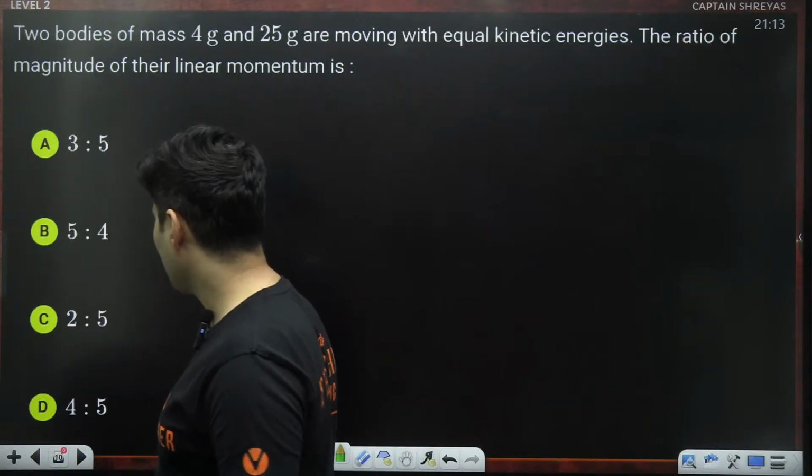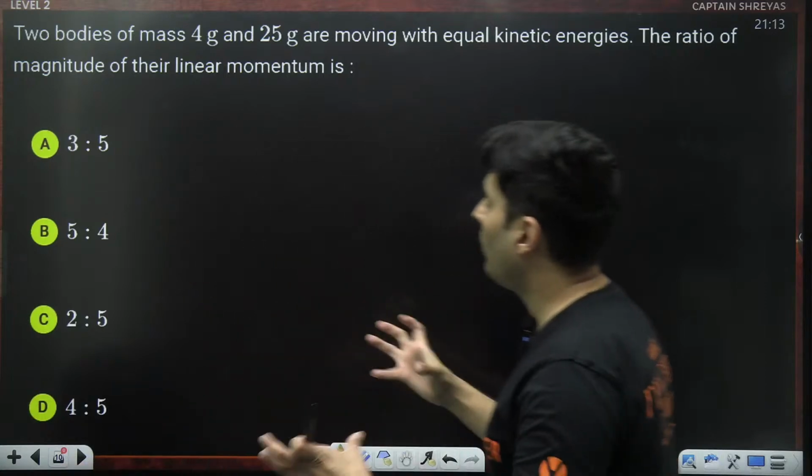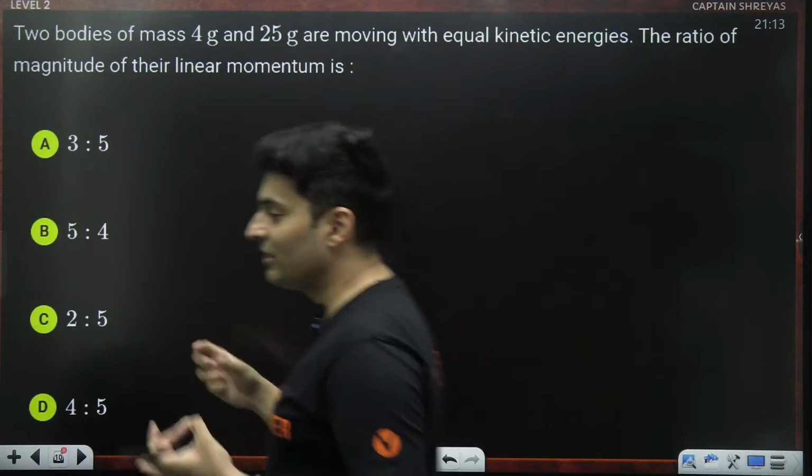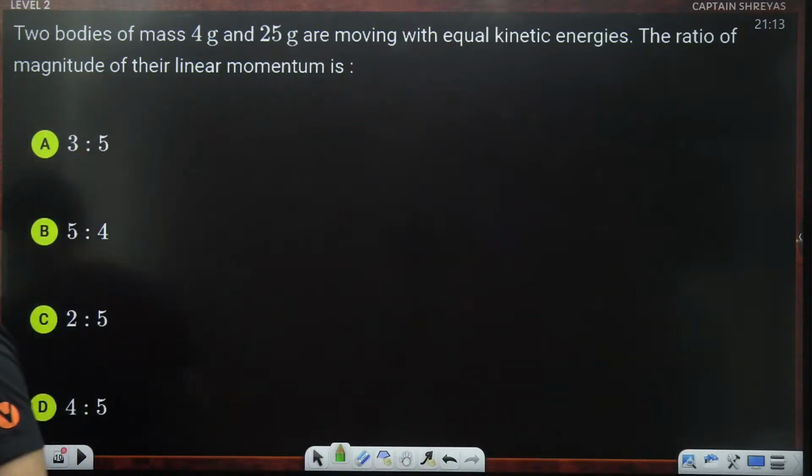Moving on to the next question on your screen. Two bodies are moving with equal energies. The ratio of their linear momentum is.